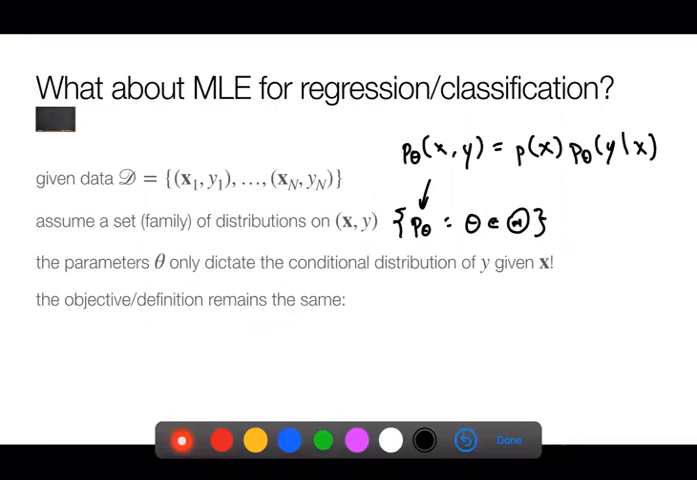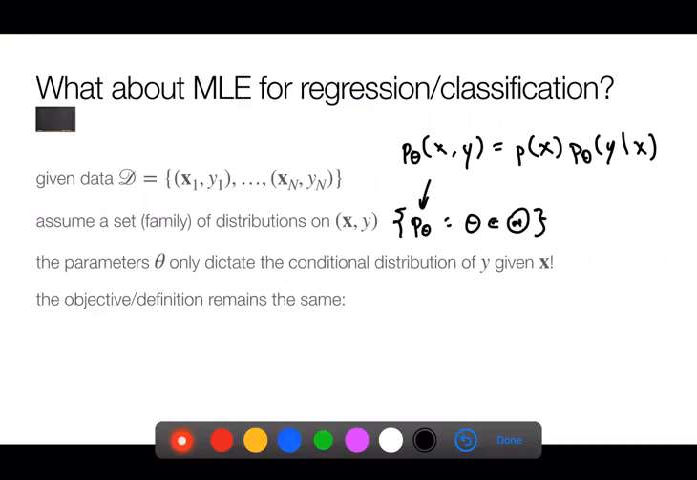X came from some distribution P of X that does not depend whatsoever on theta. I can change my model parameters all I want. It's not going to affect the distribution over X. As far as we're concerned, it's fixed. There's nothing that we can do to try to change it. The inputs are what they are. They're going to keep coming from the distribution that they're specified from.